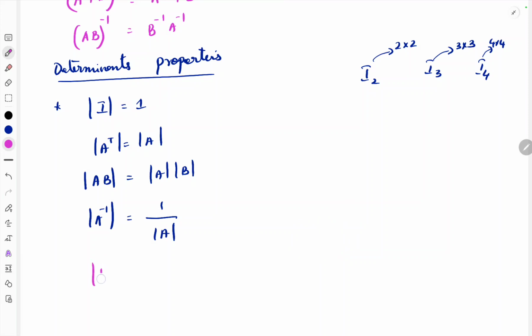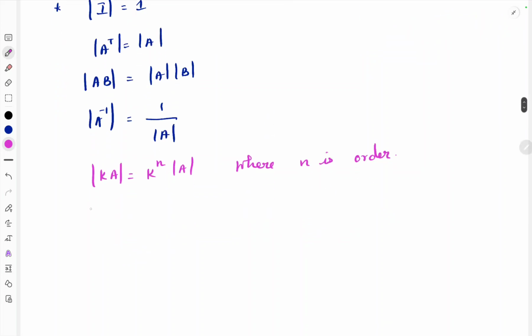And determinant of K times A will be equal to K power n into determinant of A, where n is the order. Determinant is only valid for square matrix, which means m will be equal to n here. And next thing, suppose if we have adjoint of A, determinant of adjoint of A will be determinant of A power n minus 1, here also where n is order.